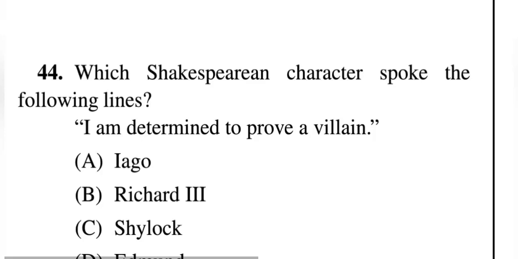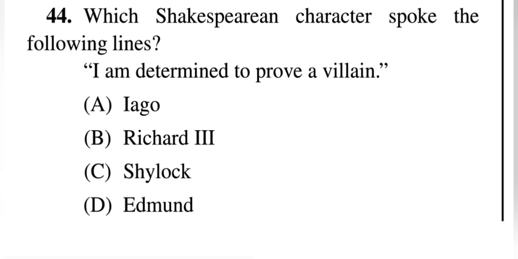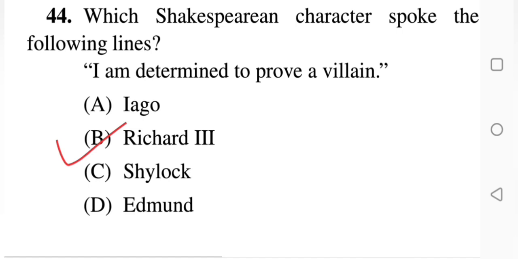Next, which Shakespearean character spoke the following lines? Since you all know about Shakespeare, what he has done and what his work has achieved since its inception, you have to know each and every character of Shakespearean drama or sonnets. Got it? So this is the line: I am determined to prove a villain. Who said this line, or in which play was it said? Correct answer is 44 B, that is Richard III. This is a historical play, and there you will get the character Richard.